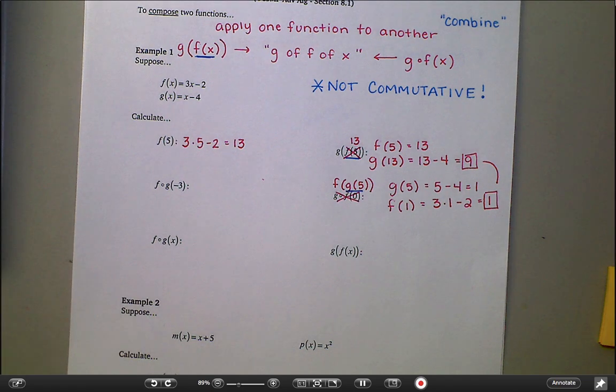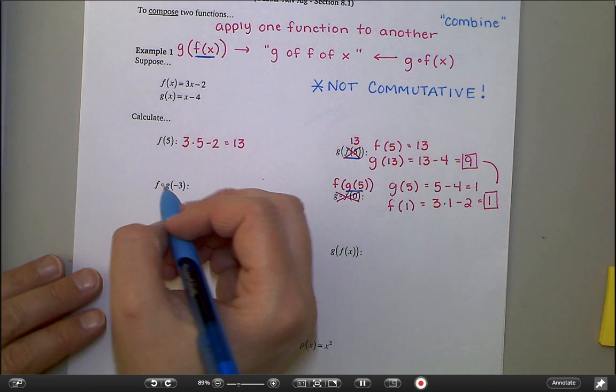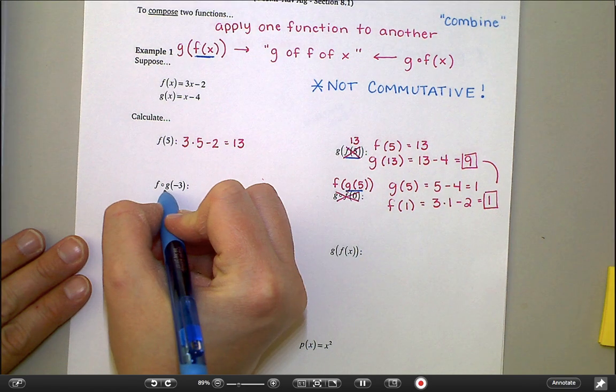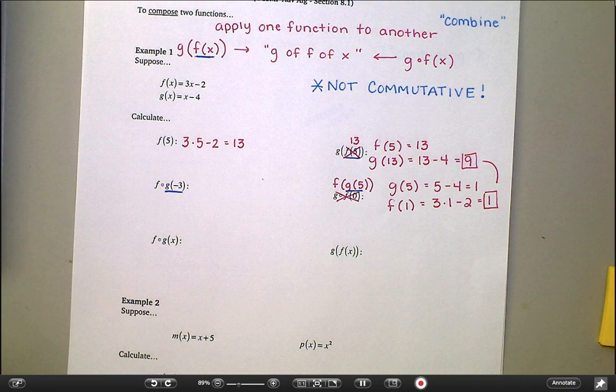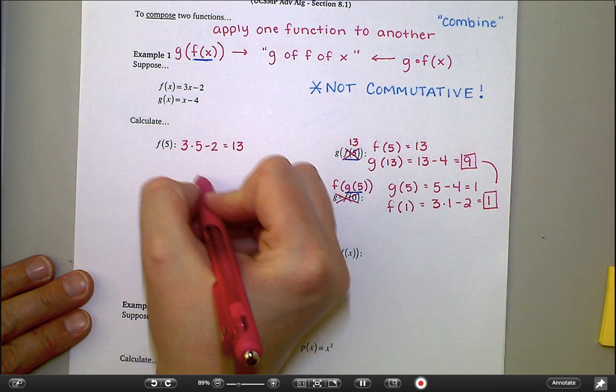So here's that other notation. That's f of g of negative 3, but remember this works the same way, and we're still starting with g of negative 3.